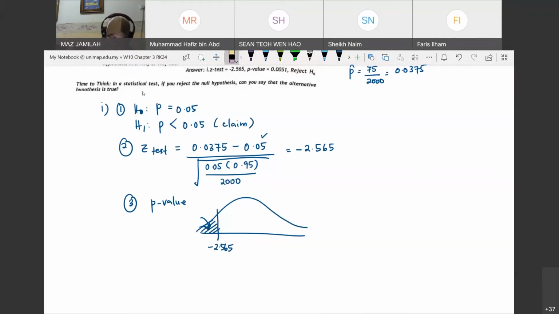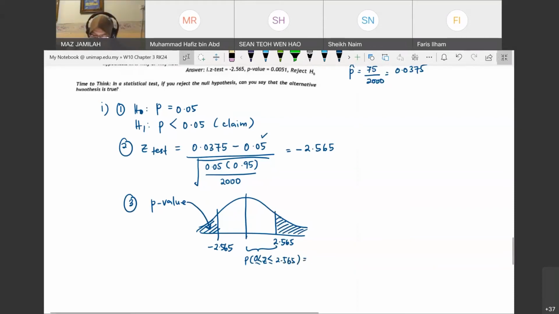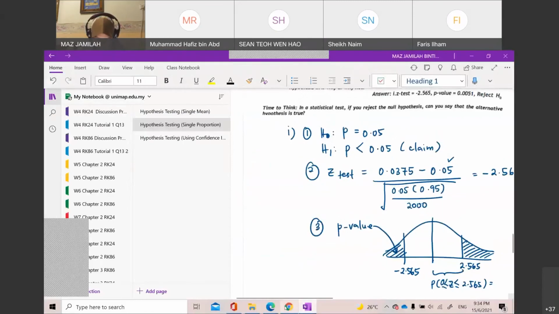This is the p-value that we are looking for. Since we need to use the first table, we are using the right-hand side. Let's say this is 2.565. We need to find this area, z between 0 and 2.565. Look from your z table, the first z table.